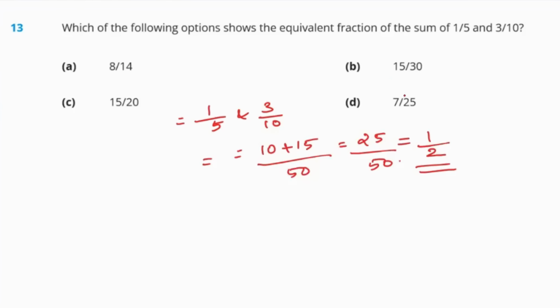Which of these fractions is equivalent to 1 by 2? First one is not. Second one, 15 by 30, yes, this is equivalent to 1 by 2. 15 by 20 is not equivalent to 1 by 2. This one also not. So the correct option is option B, 15 by 30.